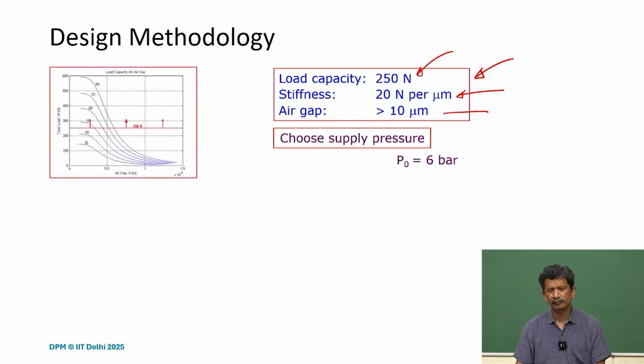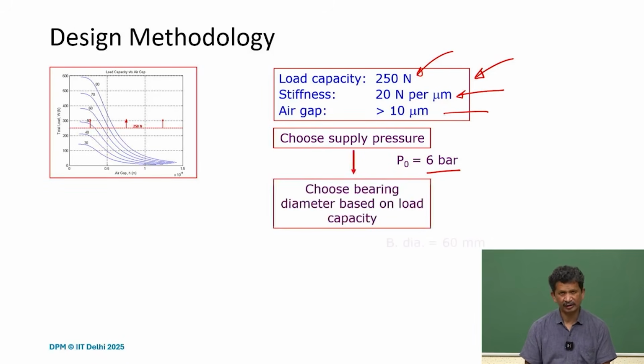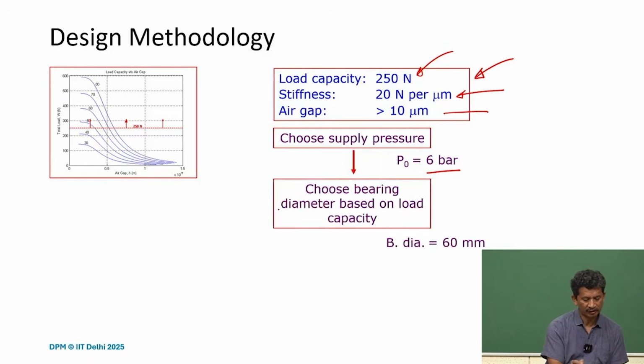Of course, first we try to fix the supply pressure. We may want to work with the supply pressure available on the shop floor, or what is convenient to work with. Usually I think these are the numbers: 5 bar, 6 bar, this kind of pressure we are comfortable working with. So let's choose that supply pressure P naught.